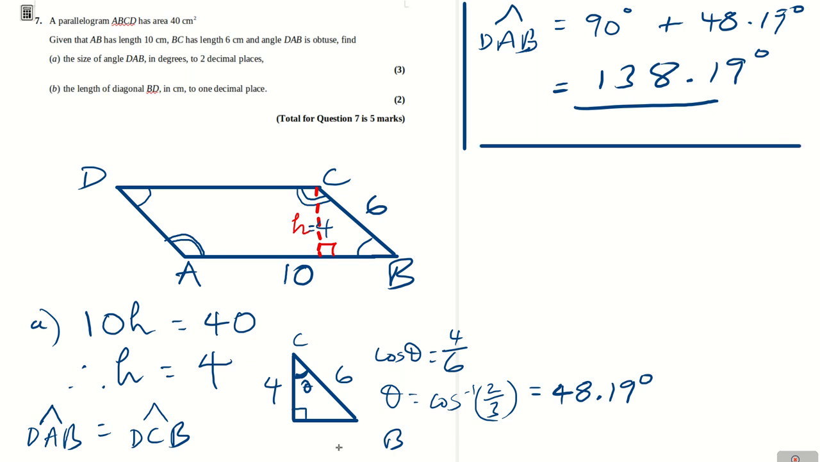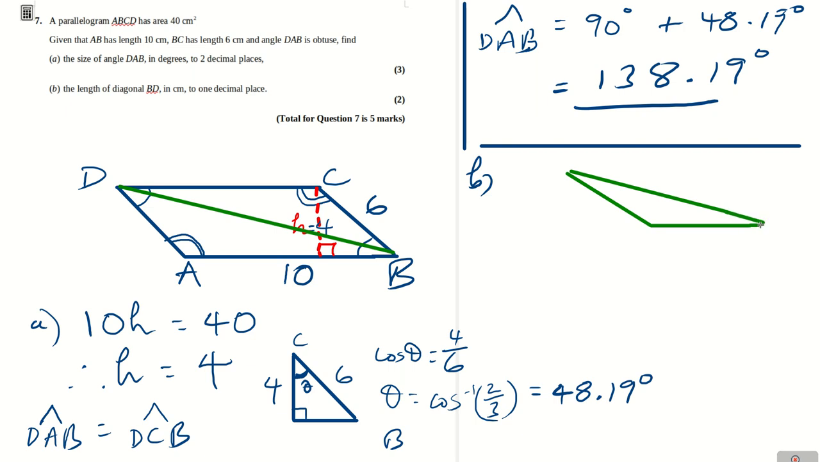Okay, now the next part is asking us to work out the length of the diagonal. So I'll draw it on the diagram here. So the diagonal BD is this straight line here, okay? And if I draw it out again here, so, whoops, yeah, I haven't drawn it great, but I think it looks something like that.